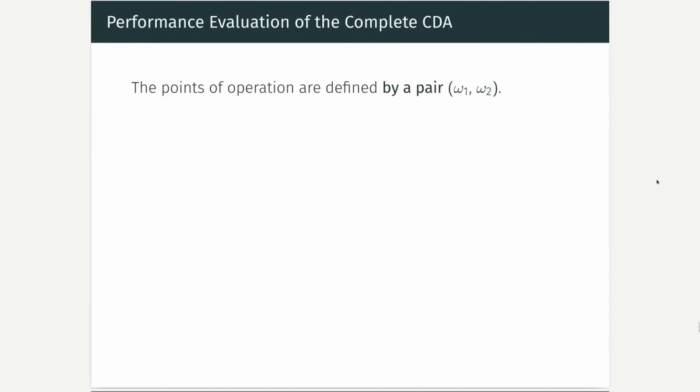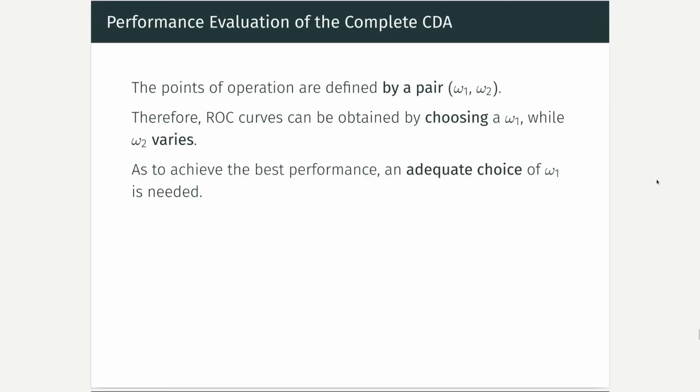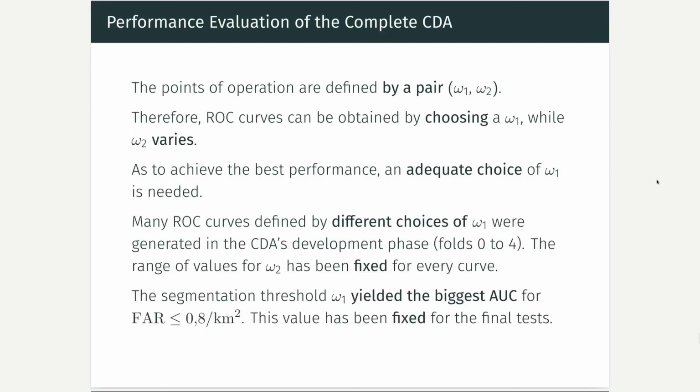The complete CDA we can evaluate by choosing different operation points with a pair omega-1, omega-2, so that many ROC curves can be obtained by choosing omega-1 while we vary omega-2. An adequate choice of omega-1 needed to be made, because many ROC curves defined by different choices of omega-1 were generated in the CDA's development phase, folds from 0 to 4, such that the last fold was not used to develop the algorithm. It was reserved for the final test. And the range of values for omega-2 has been fixed for every curve for a fair comparison.